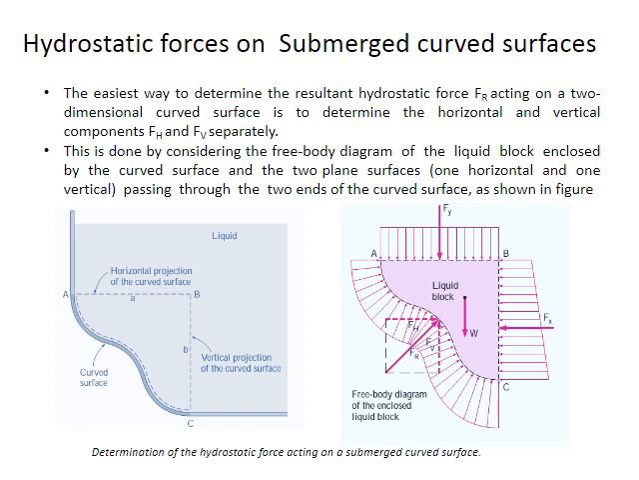The easiest way to determine the resultant hydrostatic force Fr acting on a two-dimensional curved surface is to determine the horizontal and vertical components Fh and Fv separately. This is done by considering the free body diagram of the liquid block enclosed by the curved surface and the two plane surfaces, one horizontal and one vertical, passing through the two ends of the curved surface, as shown in the figure.